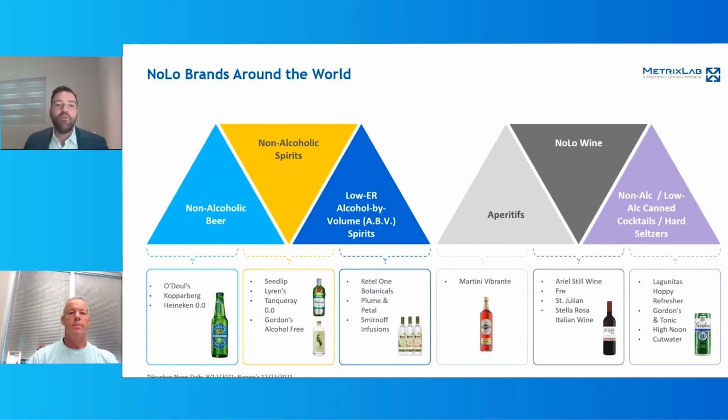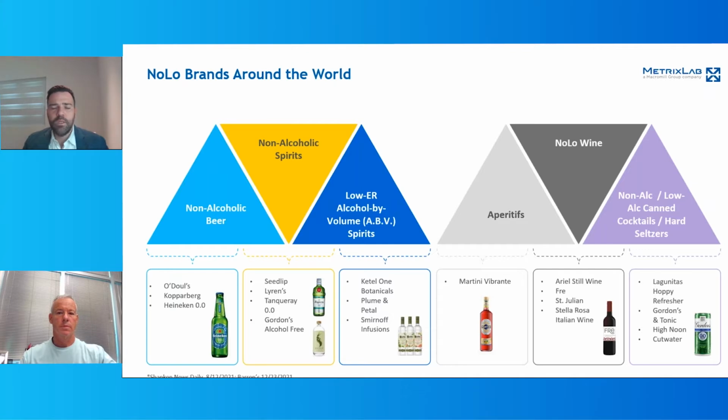Moving over now to your lower alcohol by volume spirits. So again, these are those with a lower ABV than a traditional, in this case, vodka. Popular brands within that subcategory are Ketel One Botanicals, which offer a variety of different flavor offerings, as well as Smirnoff Infusions, which are really leaning into their parent brand heritage as well as brand equity. And a new to world offering that came into the marketplace about 6 or 7 years ago was Plume and Petal, recognizing an opportunity to bring a lower proof offering to consumers.